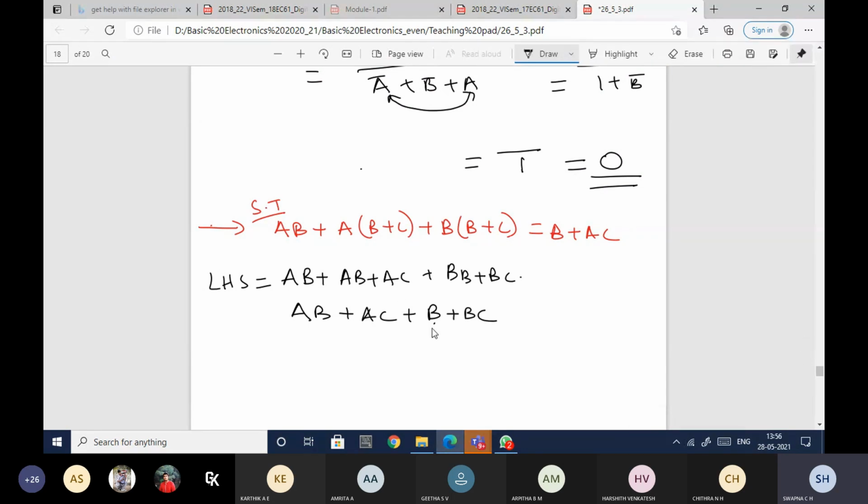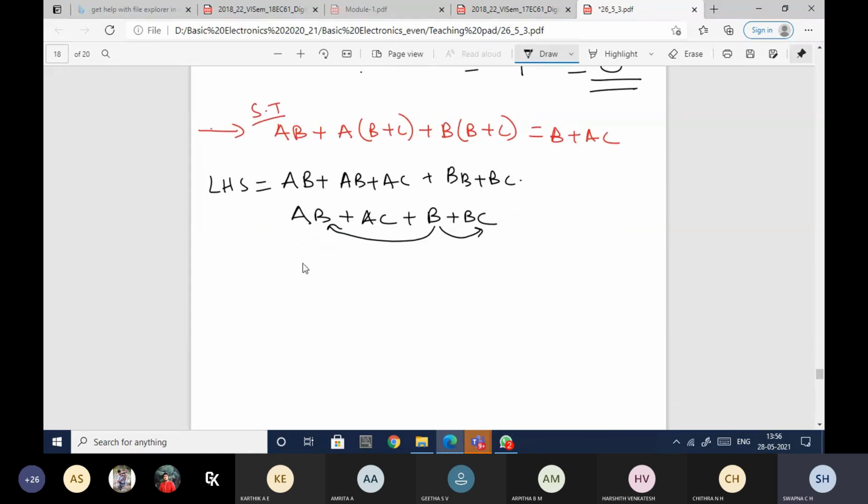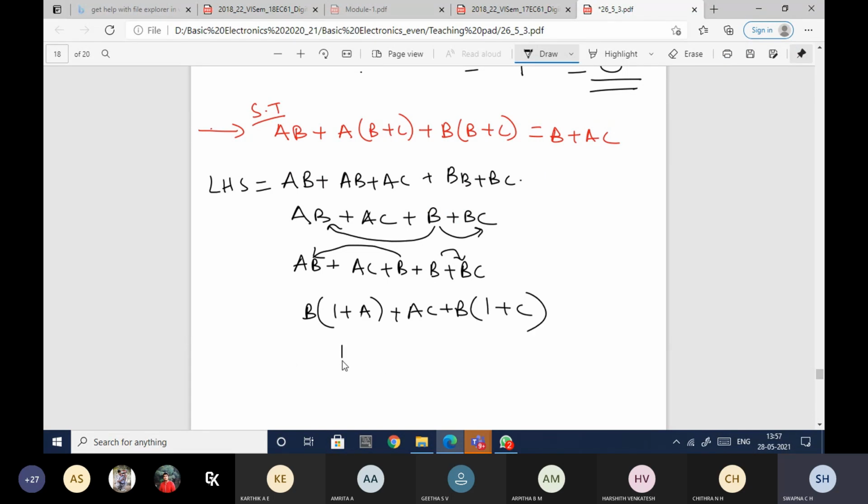Okay, so this B I can use for this also, and the same B I can use for this also. So I'll write B twice: AC plus B plus B plus BC. In between these two, I'll take B common. In between these two, again I'll take B common. If I take B common, I'll be left with 1 plus A plus AC, plus in between these two, if I take B common, I'll be left with 1 plus C. So B into 1 plus AC plus B into 1. So B plus AC plus B. Okay, so B plus B is nothing but B plus AC.